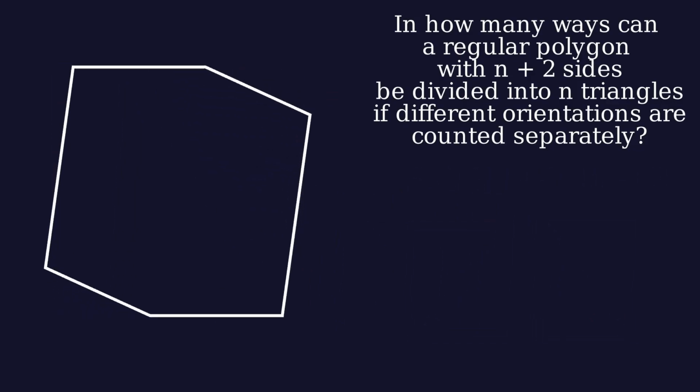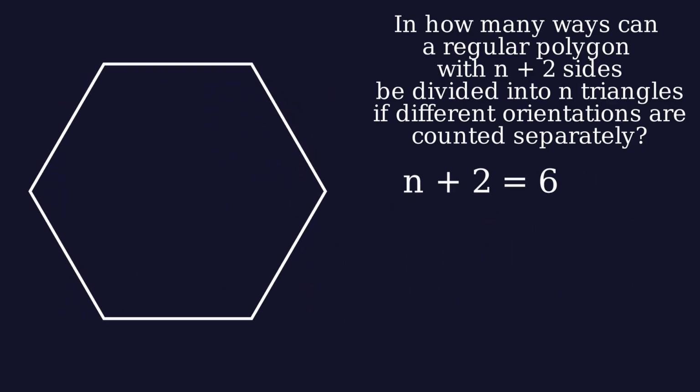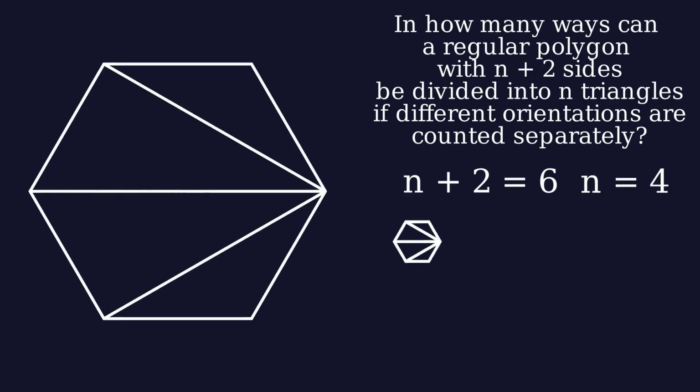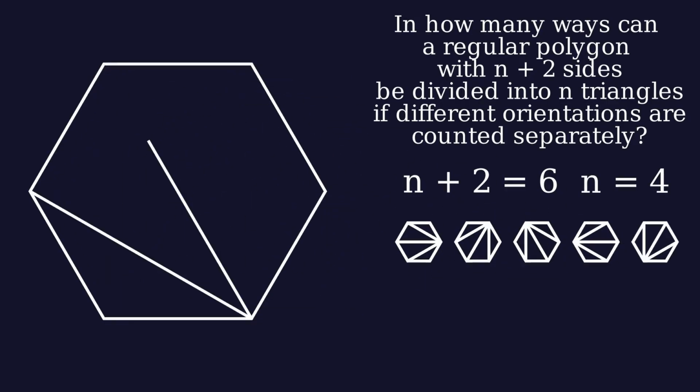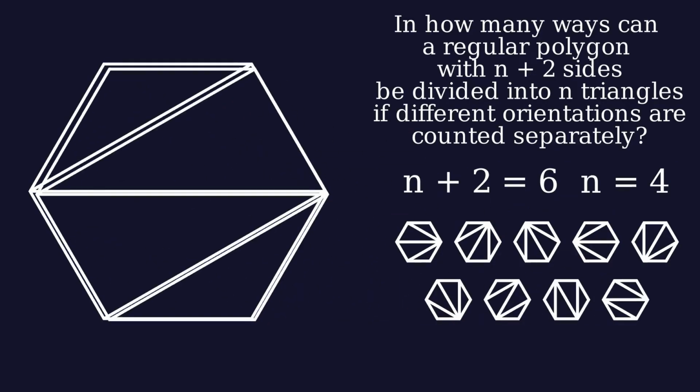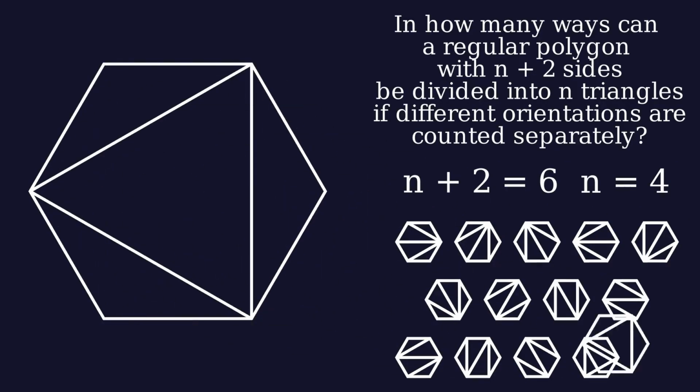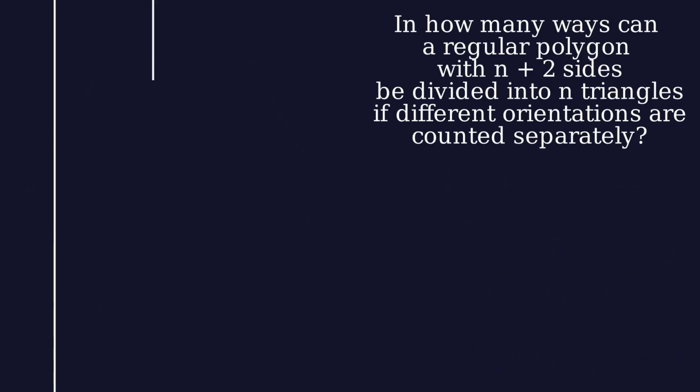Let's also look at the hexagon. N plus 2 in this case is equal to 6. So we need to divide the hexagon into 4 triangles. There are 14 ways to do that. Now let's compare all polygons.